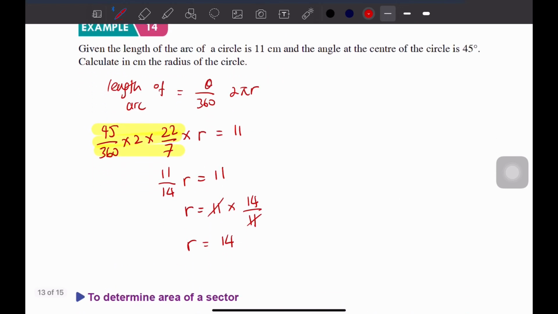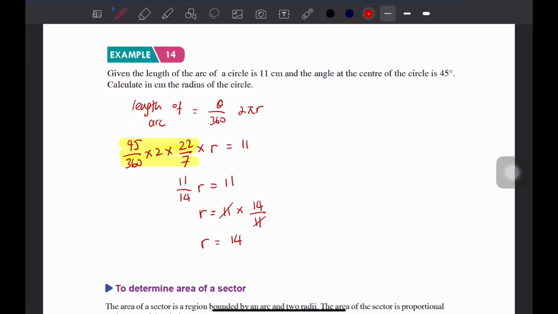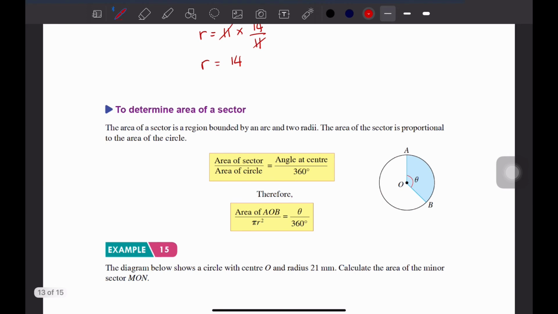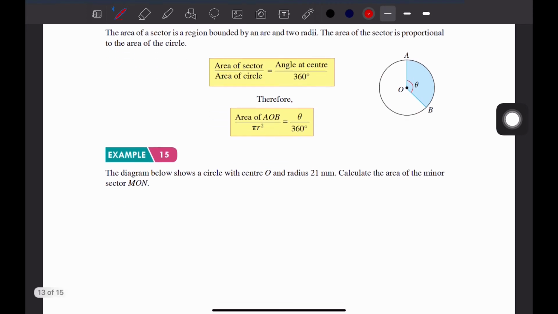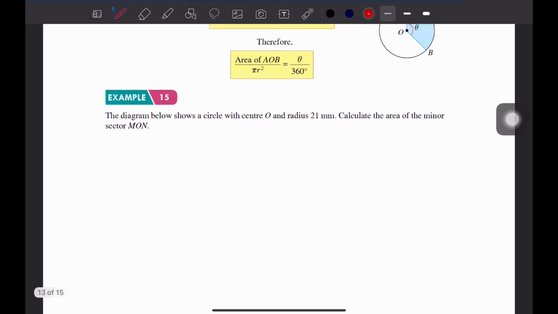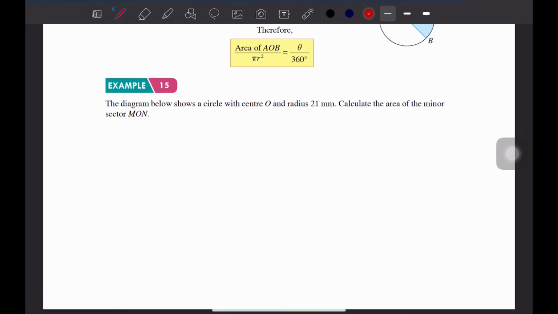If you find my explanation is quite fast, you can pause the video and rewind whichever part you don't understand. Next, determine the area of a sector. The same thing. This is the given formula for you in the textbook and the formula sheet in the exam, but I'm going to show you the formula that I usually use. I think it's quite easy, just like what we've done before.